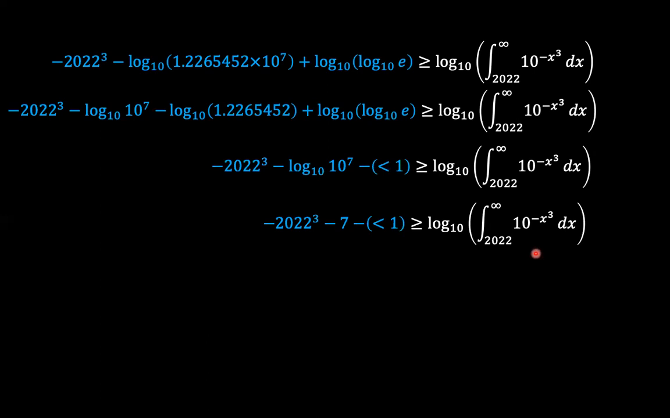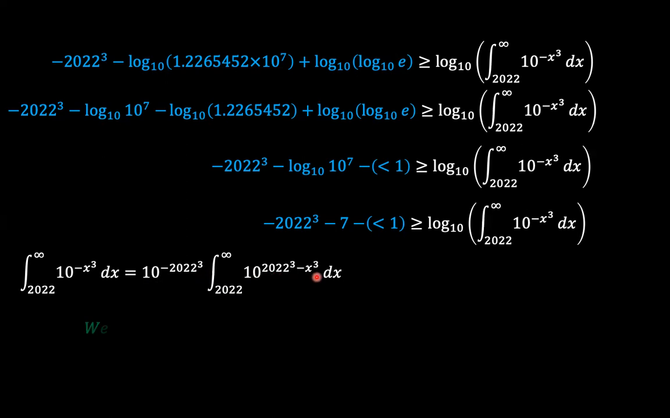Since a floor function is pretty much a discretization function that takes the lower value of a specific real number, or the integer lower than the real number. So let's keep going on. And since this is our integral, which could also be expressed as 10 to the power negative 2022 cubed times the integral from 2022 to infinity of 10 to the power 2022 cubed minus x cubed.